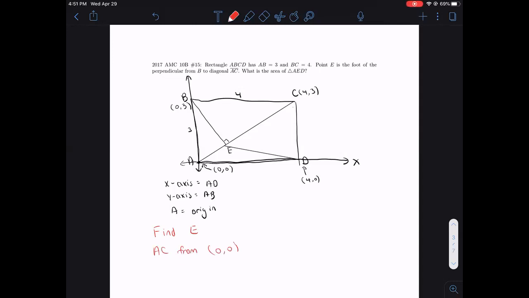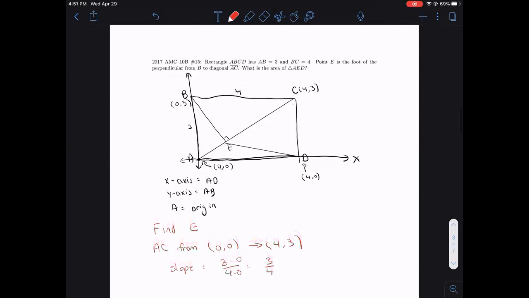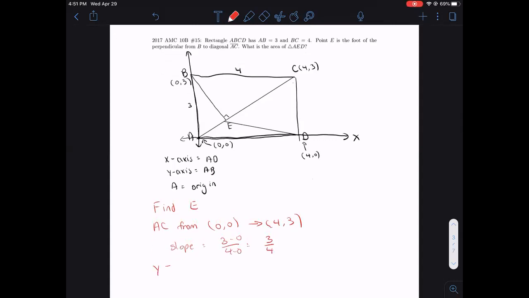AC is from 0, 0 to 4, 3. And the slope of this is 3 minus 0 over 4 minus 0, which is 3 over 4. And using slope-intercept form, y equals mx plus b, we know the y-intercept is 0. So this means AC is y equals 3 over 4x.